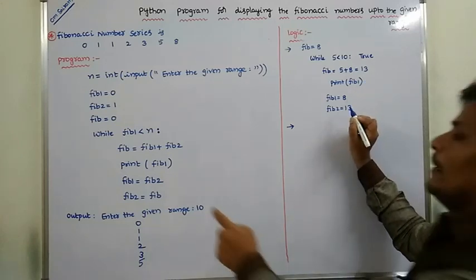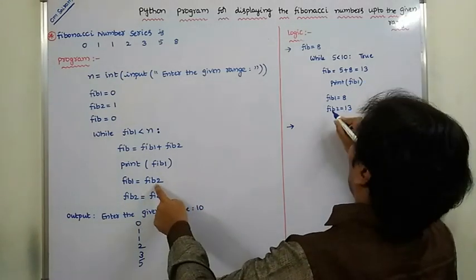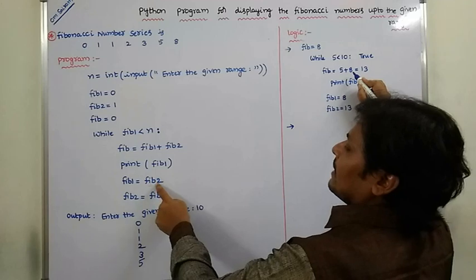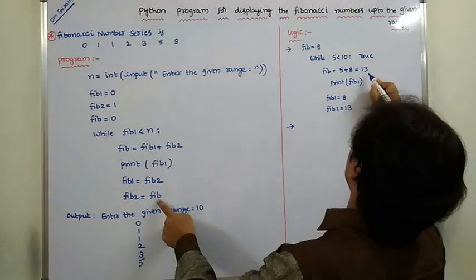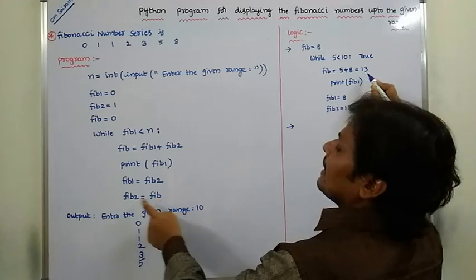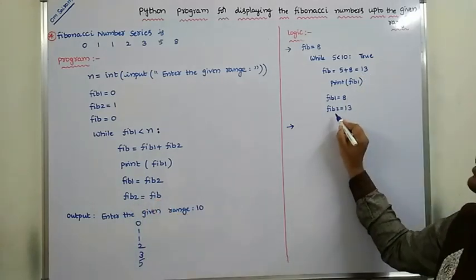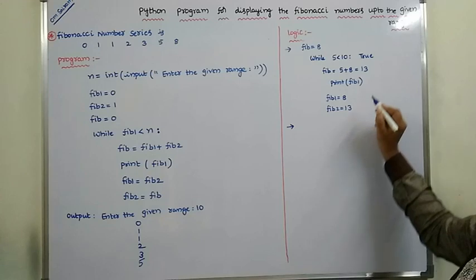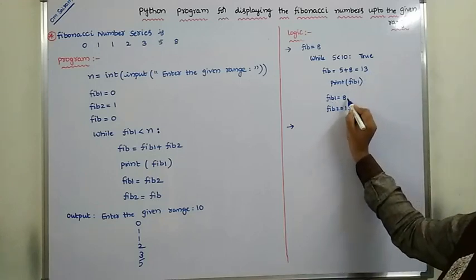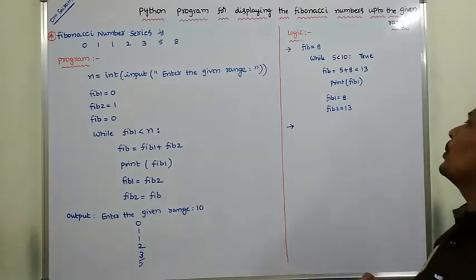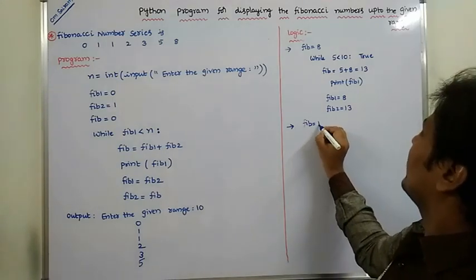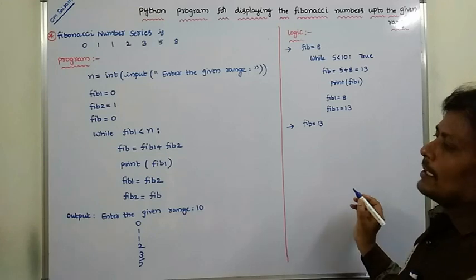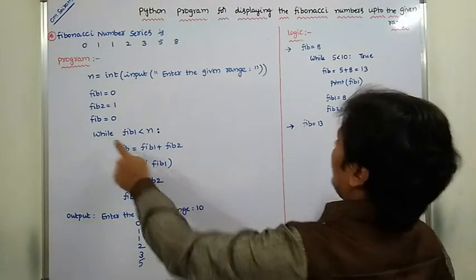After that, Fib1 is equal to Fib2. What is the Fib2 value? That is 8. 8 is assigned to Fib1. And what is the Fib value? That is 13. 13 is assigned to Fib2. So after completing this step, Fib is equal to 13, Fib1 is equal to 8, Fib2 is equal to 13. Now go to this step.